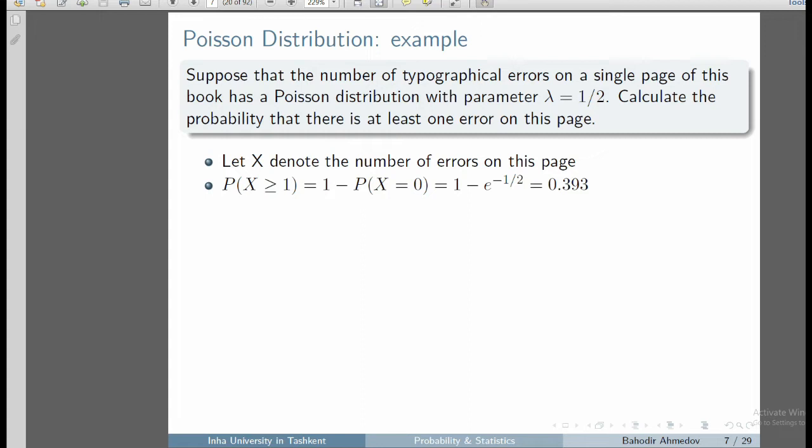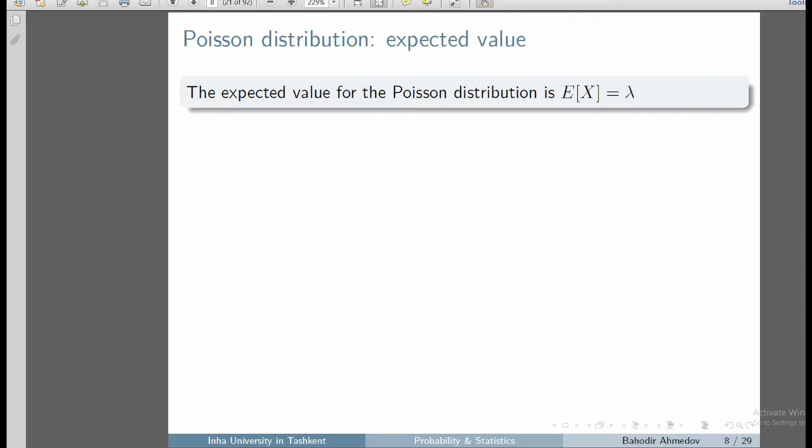What is the expected value? If I say to you, hey, x has the Poisson distribution with the mean 1 over 2, what does it mean? What is the mean? 1 over 2, right? Lambda is actually the mean, right? The expected value is equal to lambda. So for the Poisson distribution, the expected value is equal to lambda, but it appears the variance is also equal to lambda. Okay?